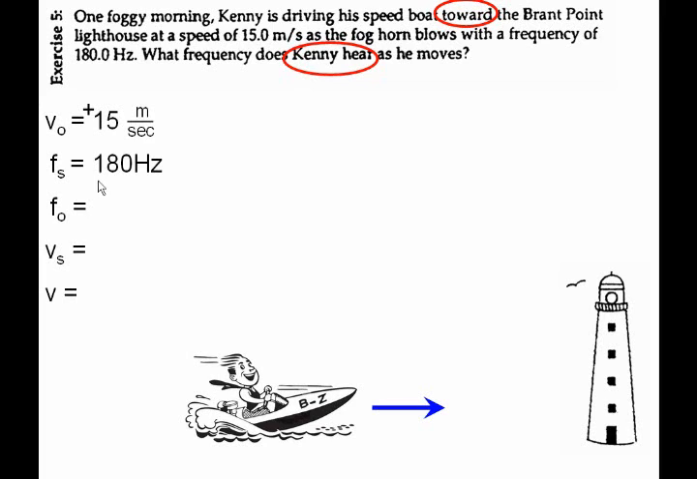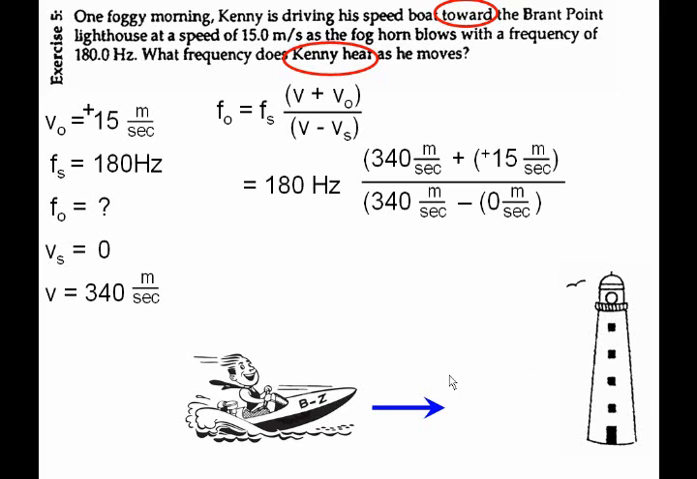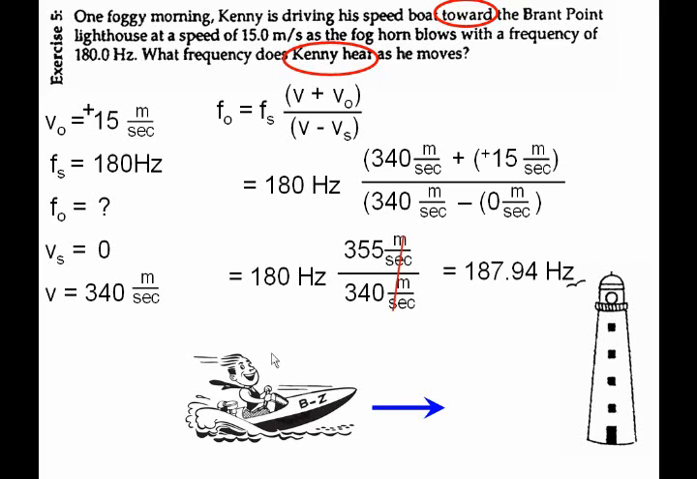So the lighthouse then is going to be the source. They give us the frequency of the source, and we're looking for the frequency that Kenny hears. What does he observe? The two numbers they didn't give us: the speed of sound, 340 meters per second if they don't tell you, and the speed of the lighthouse. Obviously lighthouses don't move, so its speed is going to be 0. Plugging our numbers in, we're adding a positive 15 on the top and subtracting nothing on the bottom. Looking at this ratio, it's larger than 100%, so we should have a larger frequency than 180. Once we get our answer, you want to think about it. If we're going towards something, is it going to have a higher or lower sound? It should be higher.